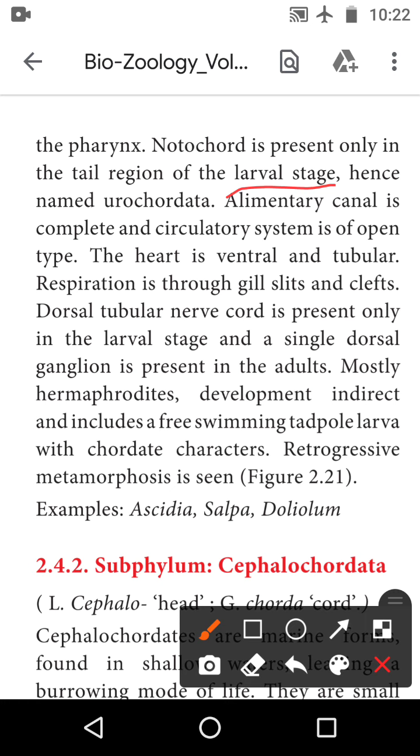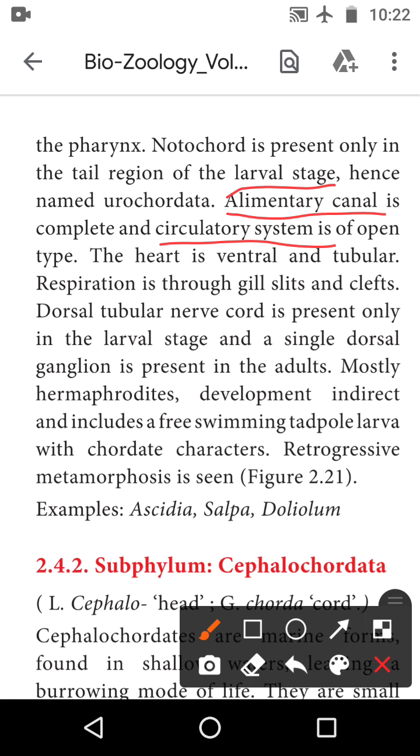Alimentary canal is complete. What is the purpose of the alimentary canal? Correct, it is digestive. So alimentary canal is complete and circulatory system is open type. Circulatory system means the study about the blood. So it is an open type. Open type means the blood vessels are absent.